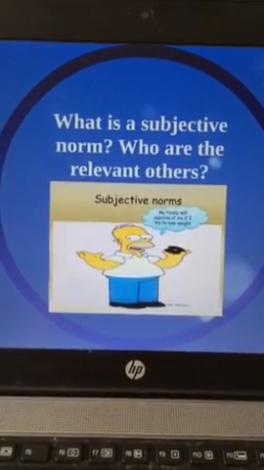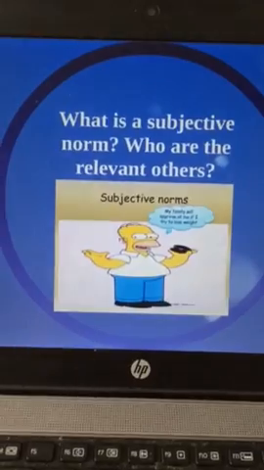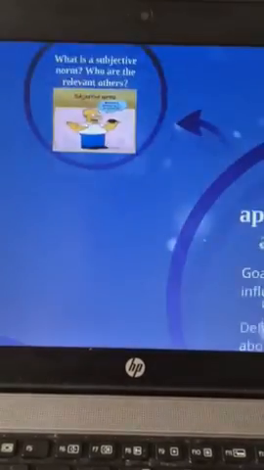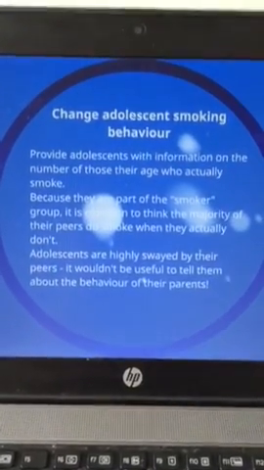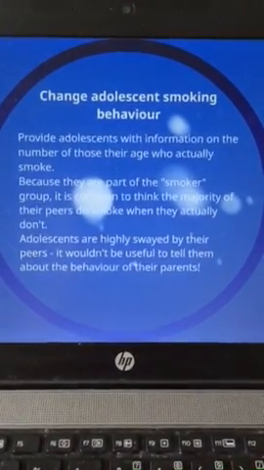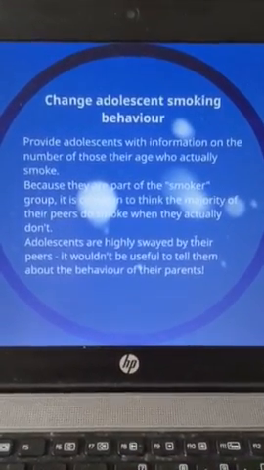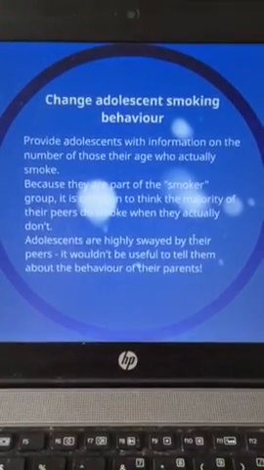So I've just put an example here of Homer Simpson, who says, "My family will approve of me if I try to lose weight." So one of the classic examples of changing adolescent smoking behavior is providing them with information on the number of people their age who actually smoke.